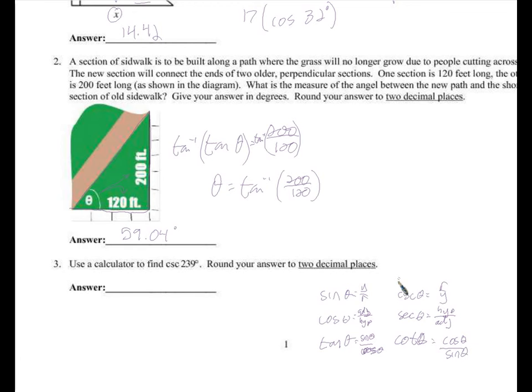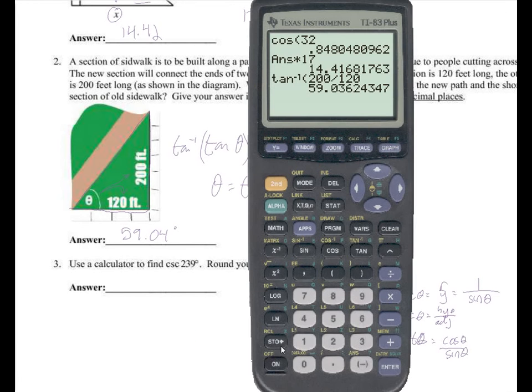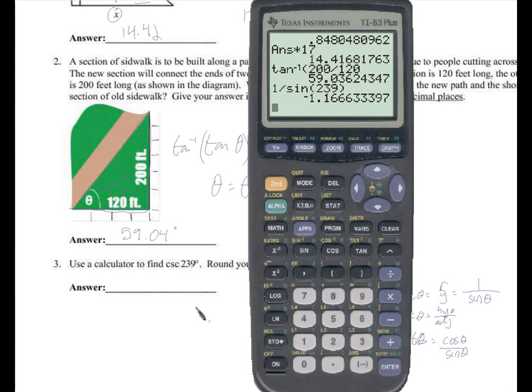Okay. And the short story is, if we want to talk about the cosecant, it's the reciprocal of the sine. How do I find the reciprocal of something? I can always take 1 over that thing. Take 1 over the sine of 239, and you have the cosecant of 239. So I take 1 over whatever the sine of 239 is, negative 1.17.